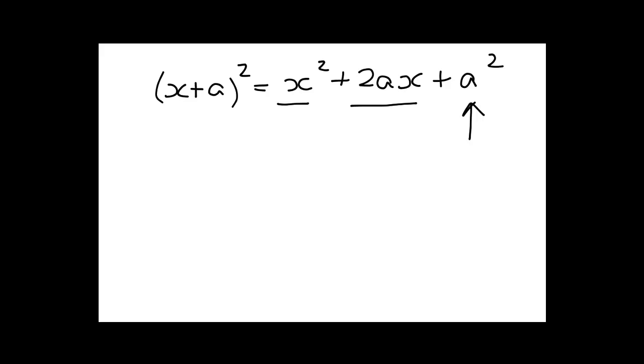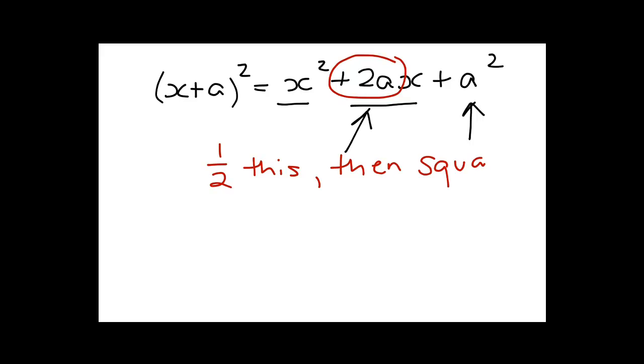we can look at this term here and look at this coefficient. Okay, and if we half this, it's going to give us a. Then square the result. Okay, that is going to give us a squared, which is what we write in.